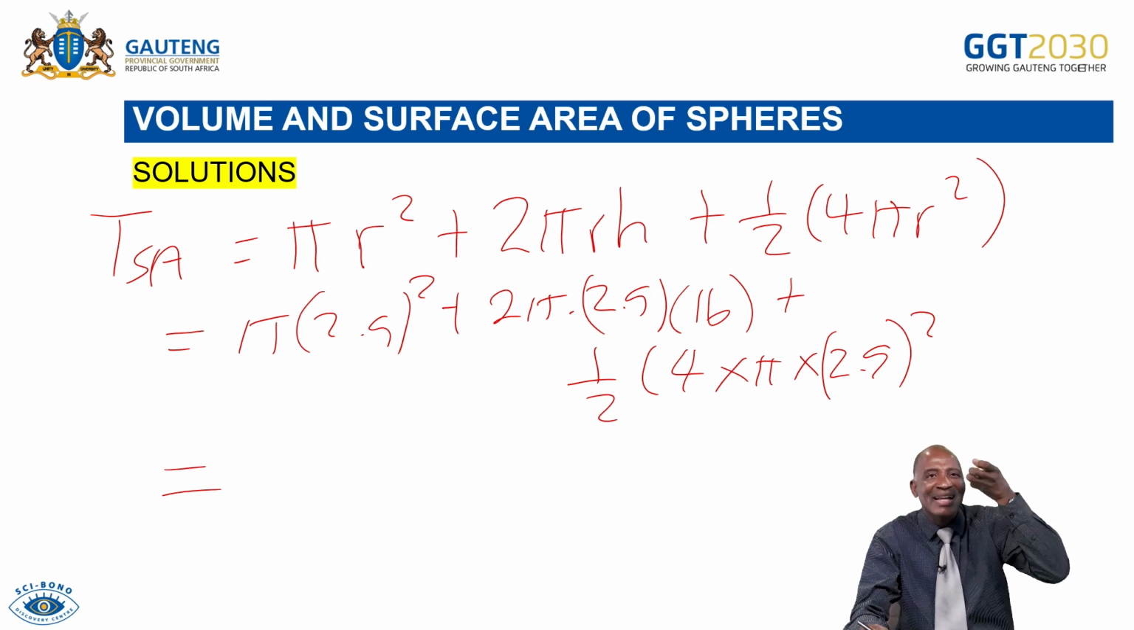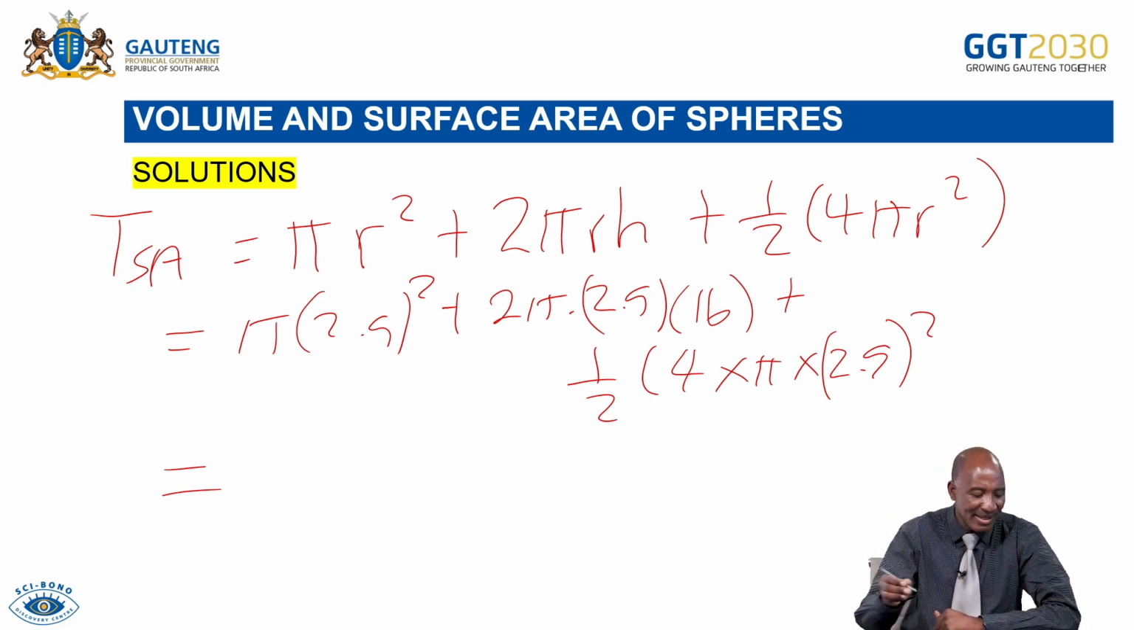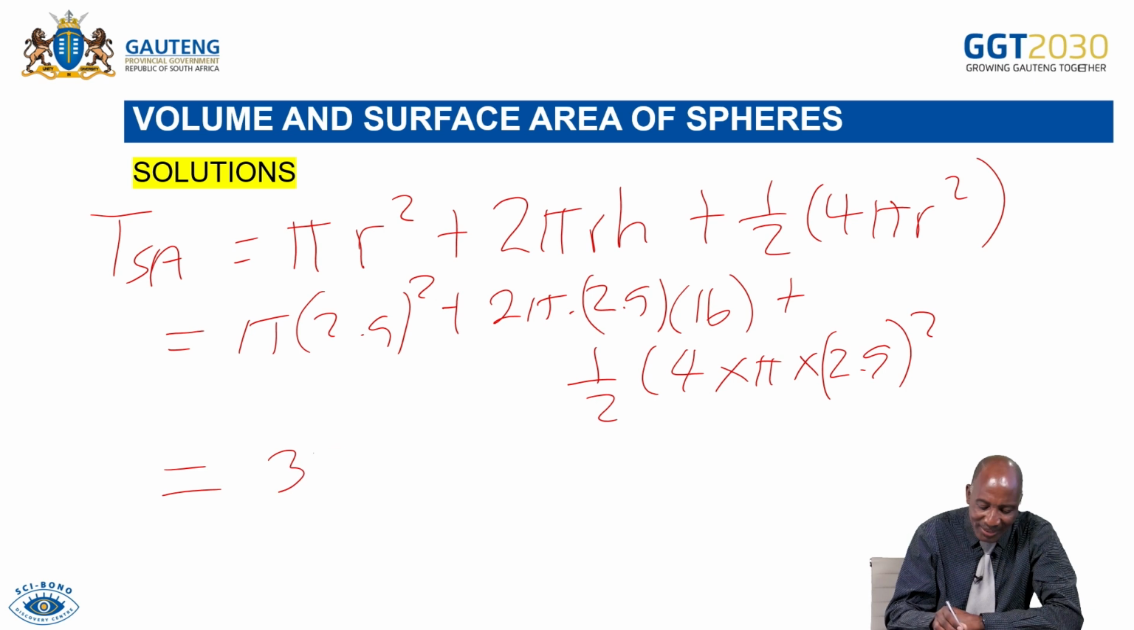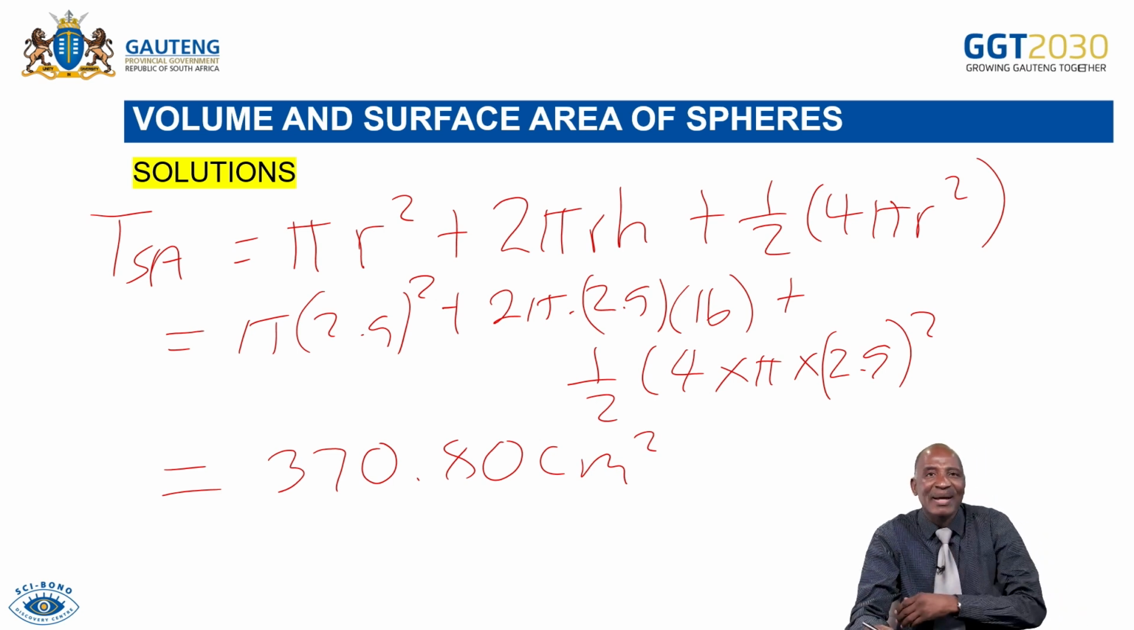So if you remove that lid, it means the cylinder is open at the top. Then we add up all these 3 surfaces. The final answer goes to 370.80 centimeter squared. So this was a deliberate question. They didn't ask for volume because volume is just straightforward.